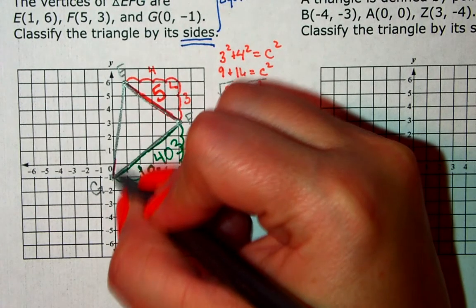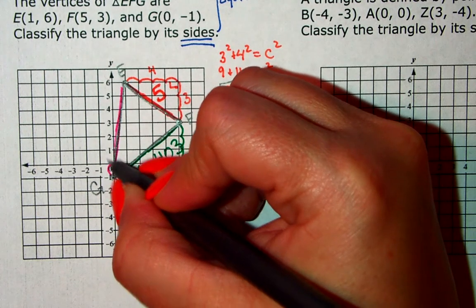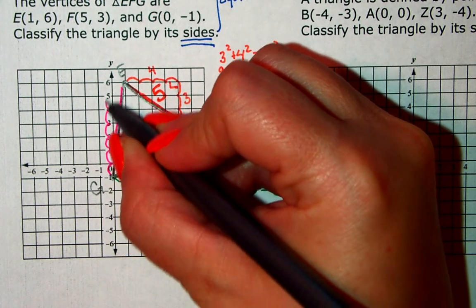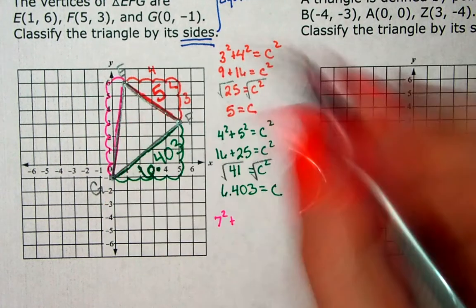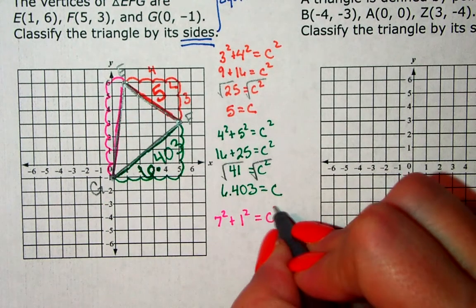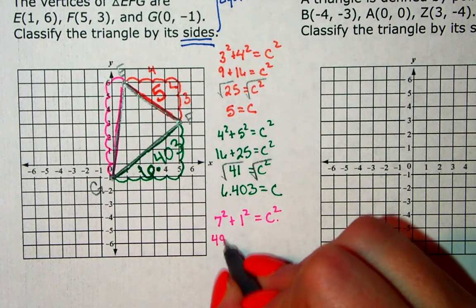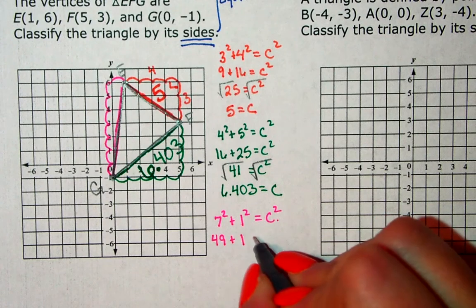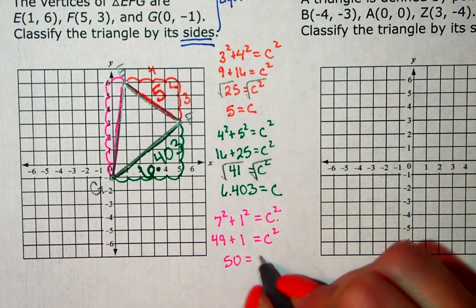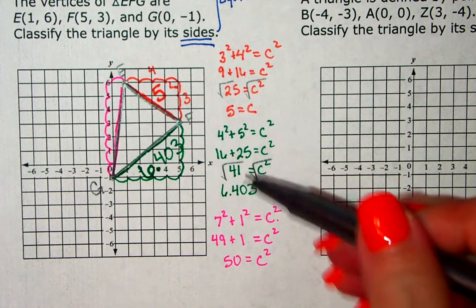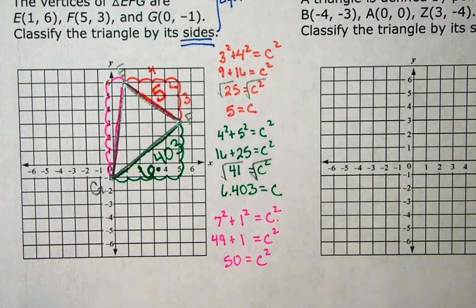Okay, so for G to E, I have to go up 1, 2, 3, 4, 5, 6, 7, plus 1 squared. A squared plus B squared equals C squared. 7 times 7 is 49, plus 1 times 1 equals C squared. 49 plus 1 is 50 equals C squared. Okay, so I can already tell because it's not 41 equals C squared or 25 equals C squared.